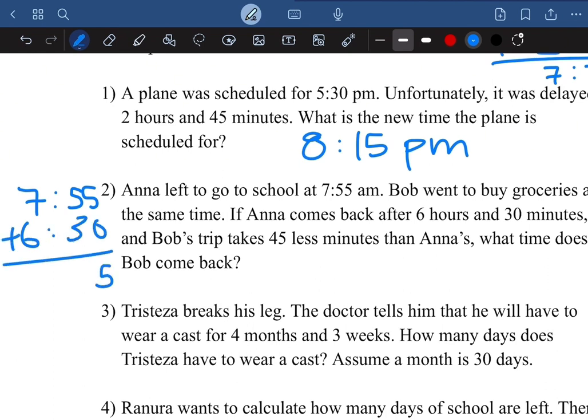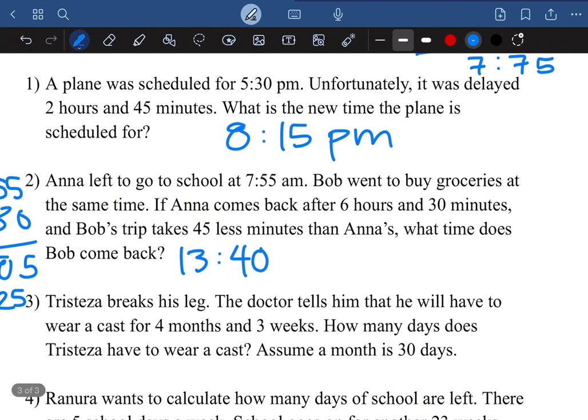5 plus 0 is just 5. 5 plus 3 is 8. 7 plus 6 is 13. Since there's only 60 minutes in an hour, we subtract the 60 minutes from 85 and then add the hour to 13. So this becomes 14:25. And then from here, we subtract 45 minutes. And when you subtract 45 minutes, this becomes 13:40. And this is basically the same thing as 1:40 p.m. So that's the time when Bob comes back.